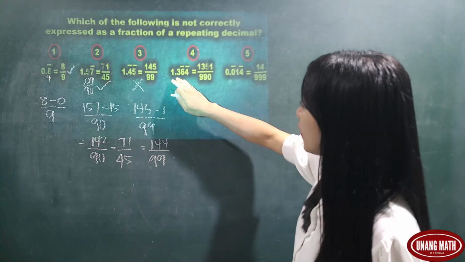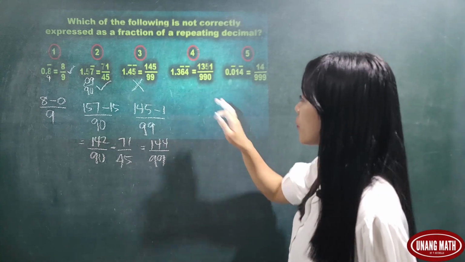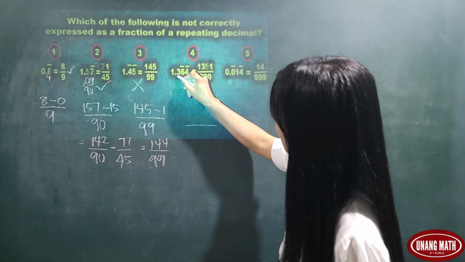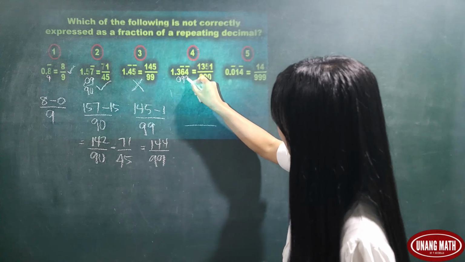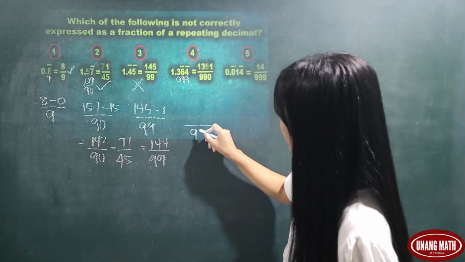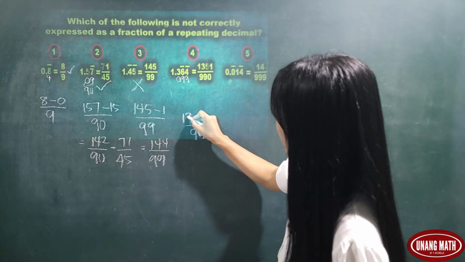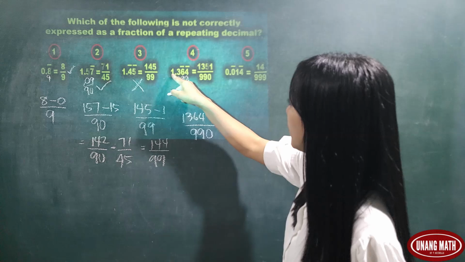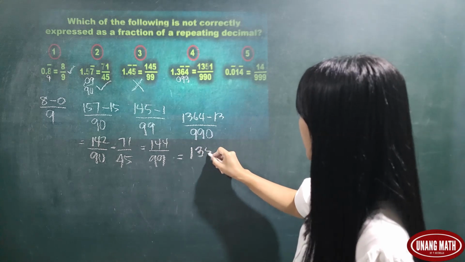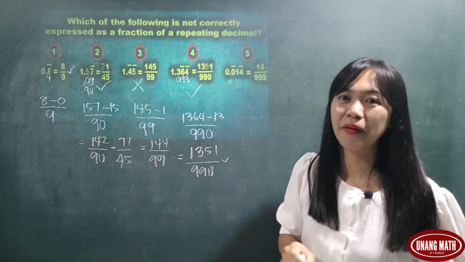What about number 4? 1.364 repeating. Is it equal to 1,351 over 990? Okay, let's see. Get the denominator. 3 is not repeating, so 0. So this is 9 and 9 because these are repeating. 9 should come first before 0. So the denominator is 990. To get the numerator, so 1,364 minus the non-repeating, which is 13. So this is equal to 1,351 over 990. So number 4 is correct.